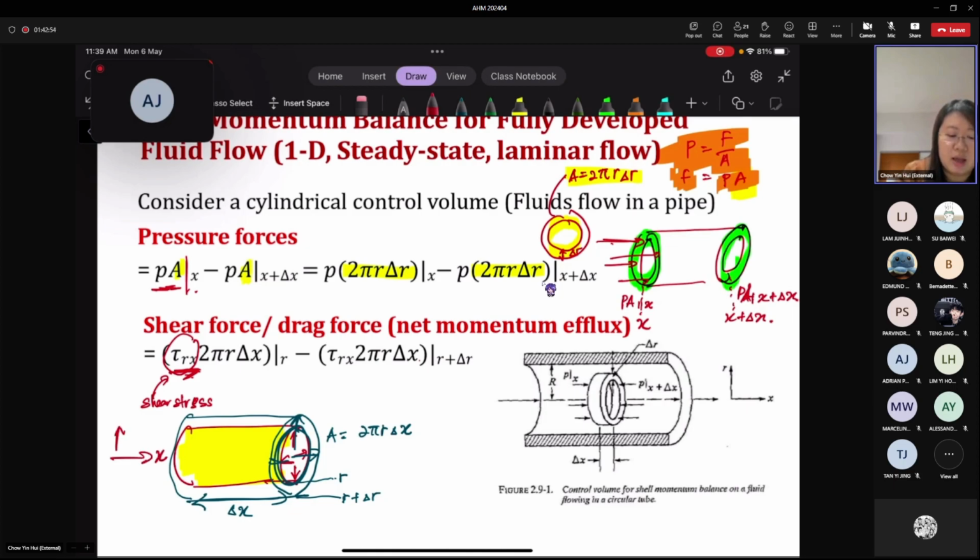And then the shear stress is acting on a plane that is perpendicular to the radial direction. So that's why it's expressed as tau Rx, the shear stress. And then this term here is the area, the area in the radial direction where the shear stress acts. So it's 2 pi r multiplied by delta x.